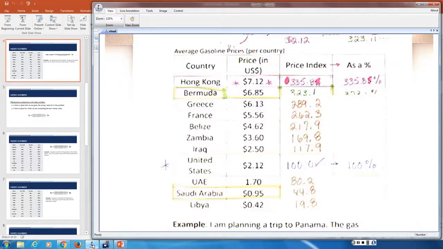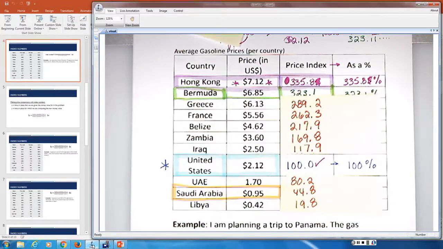Okay, if you want to check your answers, you've got the PowerPoint slide, and it has all those filled in for you. But to make it bigger so you can see: Greece is 289.2, France is 262.3, Belize is 217.9, Zambia is 169.8, and Iraq is 117.9. The United Arab Emirates is 80.2, and Libya is 19.8. Okay?